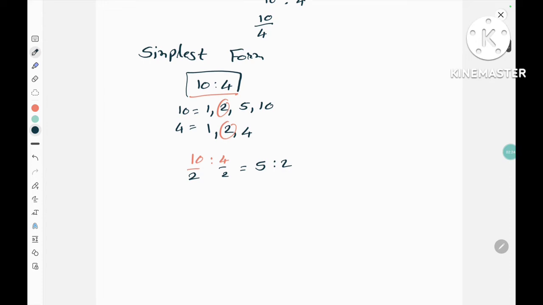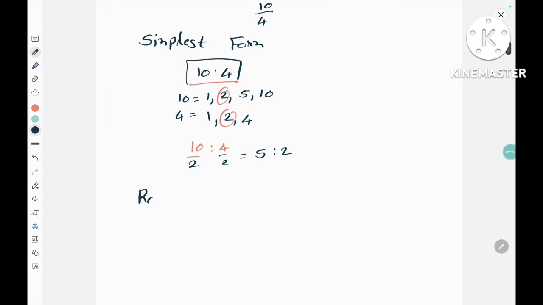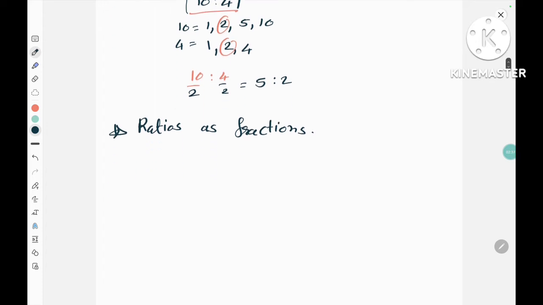Next, ratios as fractions. When we write a ratio as a fraction, let's first take the ratio 5 to 7. This is one ratio. When we want to write this ratio as fractions, what can we do?